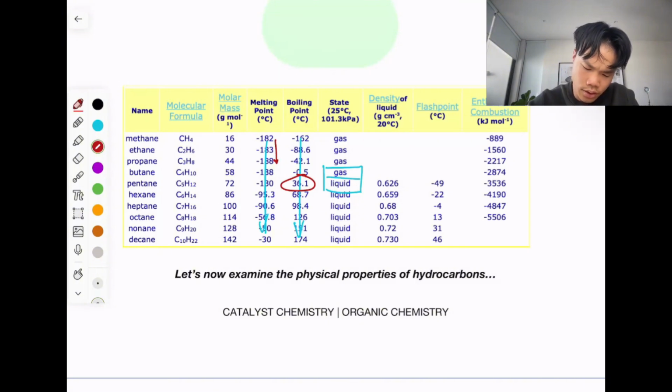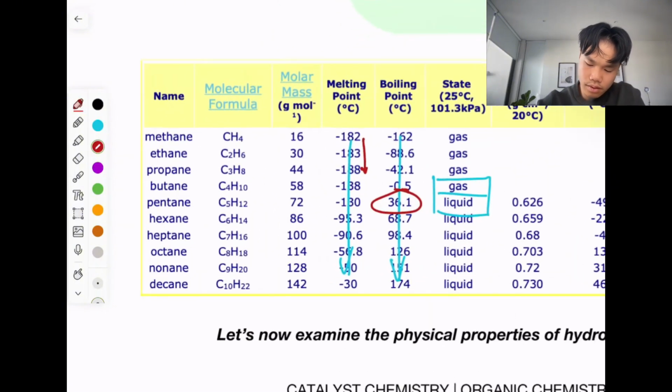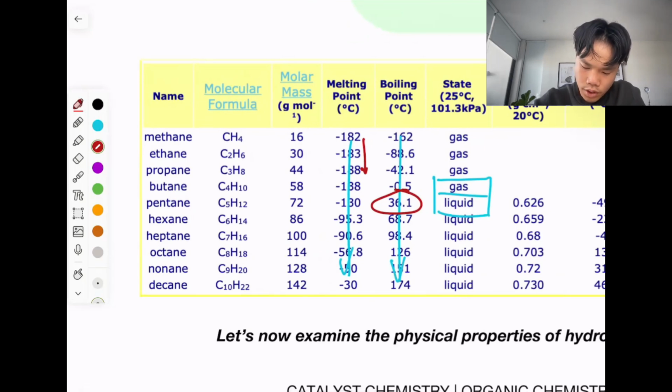And hang on, no, that doesn't make sense. Stack them less efficiently? So then how will the boiling point also increase while the melting point decreases? It's a good question.